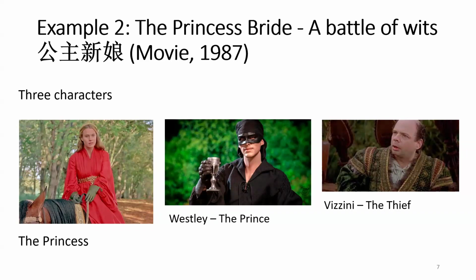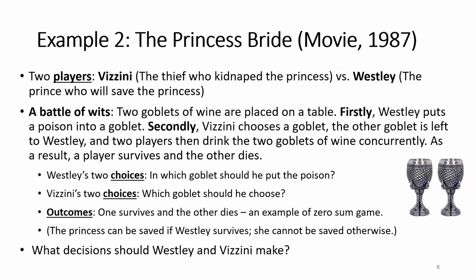Again, they play this game, a battle of wits, and the winner can save the princess. If the witch wins, then the princess will be won by the witch. We consider the princess the outcome of the game. On the handout, you can check the dialogue between the two players, then the background story of this example. So, two rational players.